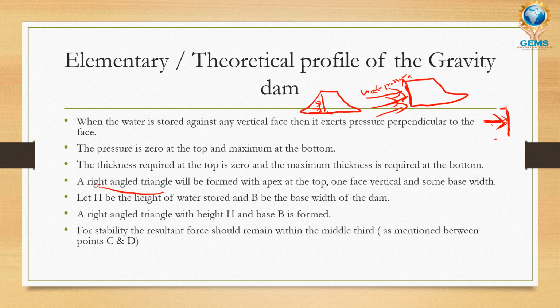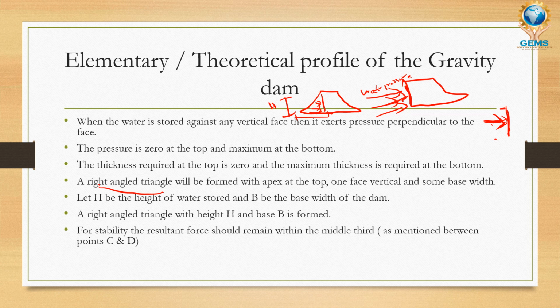This is what they have explained. The right angle triangle will be formed with the apex at the top, one face vertical and some base width. You can see clearly there is a base width, and let h be the height of the water being stored. This is the height up to which water is stored.